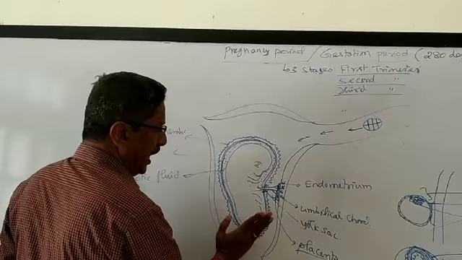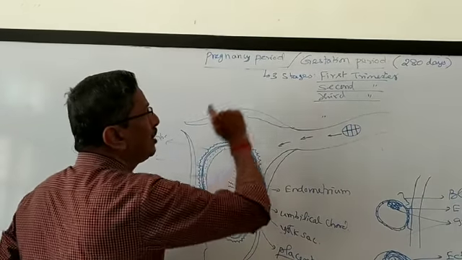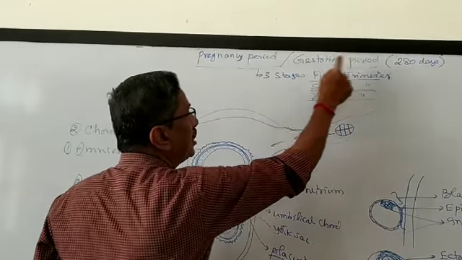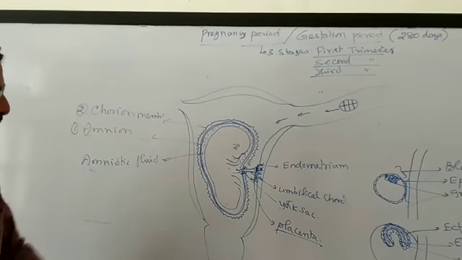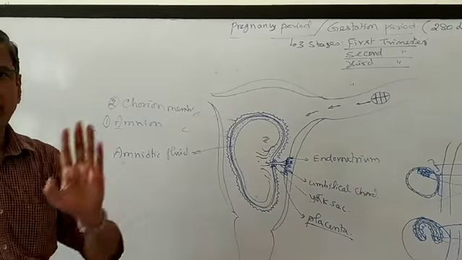Now till this end, we are calling it the pregnancy period, or the period of gestation, 280 days. It has 3 trimesters, first, second and third. So pregnancy is over.